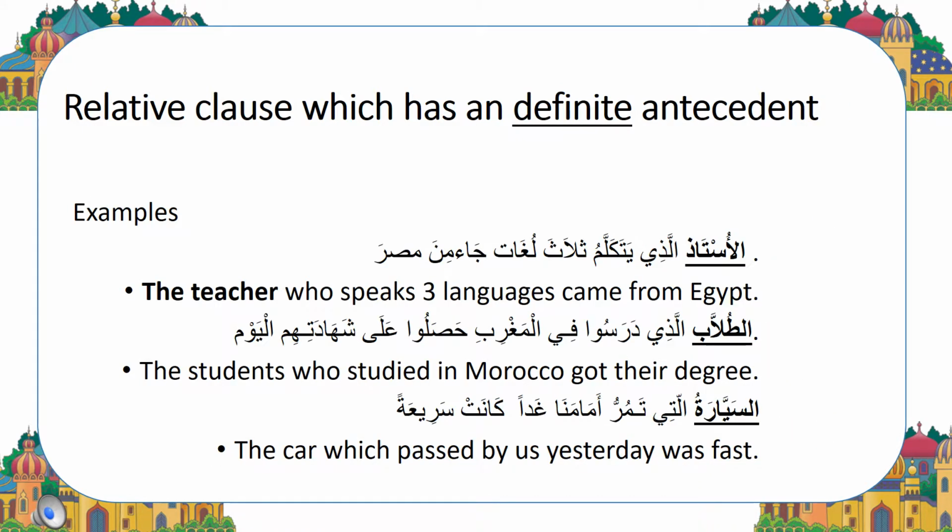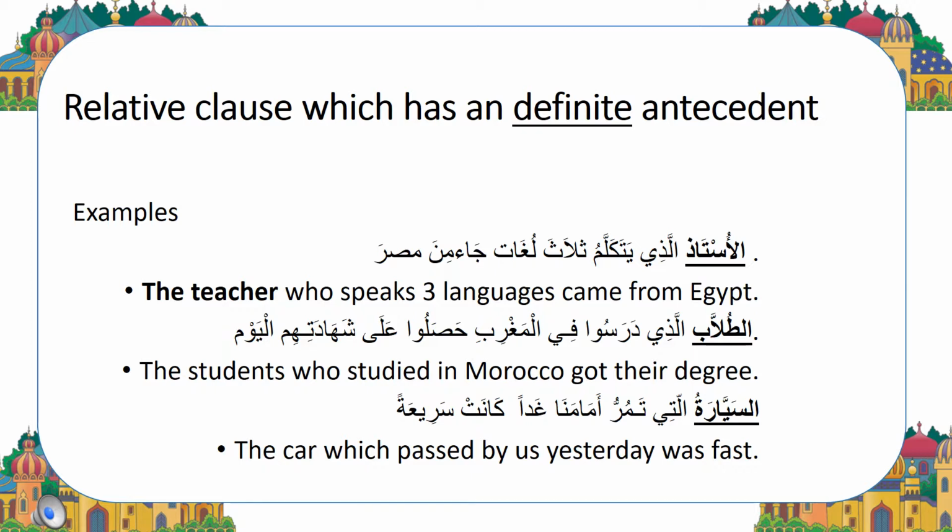Let's talk about relative clause which has a definite antecedent. When the antecedent is definite, we are supposed to use a relative pronoun in Arabic. Let's review the examples below. الأستاذ الذي يتكلم 3 لغات جاء من مصر. In this example, the word al-ustadh is definite. Therefore, we need to use an appropriate relative pronoun after it. Relative pronouns like الذي, التي must be in agreement in gender and number with the antecedent, which is al-ustadh in this example.